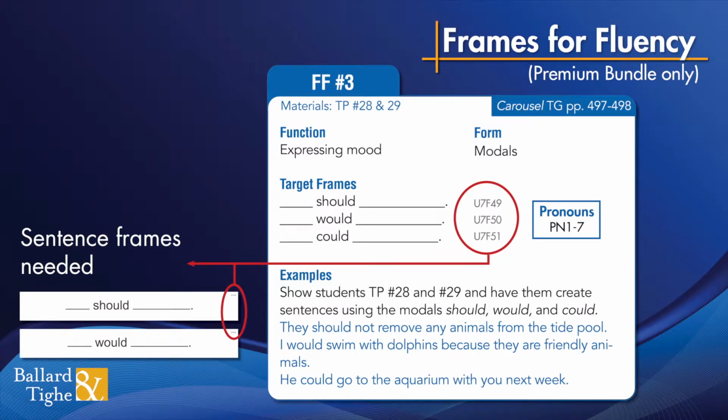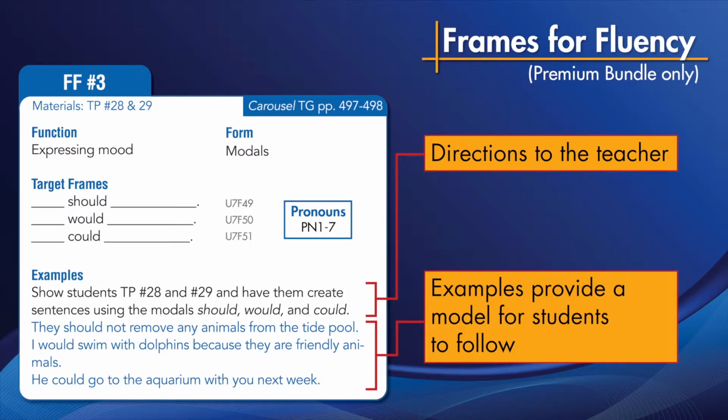In addition to the picture and word cards or theme pictures, you will also need the sentence frames themselves. The code you see next to each frame corresponds to the code at the top right-hand corner of the strip in the box. With every frame, there are clear directions and examples for the teacher to model to students what is expected of them.